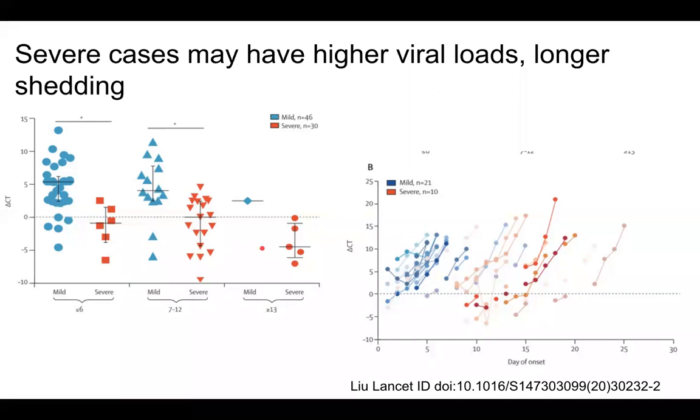In the right figure are the cases in which they had serial samples available, again with the mild cases in blue and the severe cases in red. You can see that the mild cases had earlier viral clearance, with 90% being negative by day 10 after symptom onset. All severe cases tested positive at or beyond 10 days. Again, this suggests that viral load may be a useful marker for assessing disease severity and prognosis.